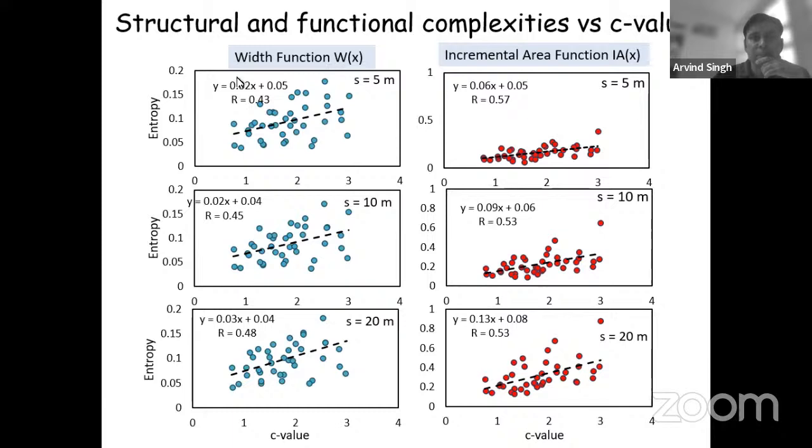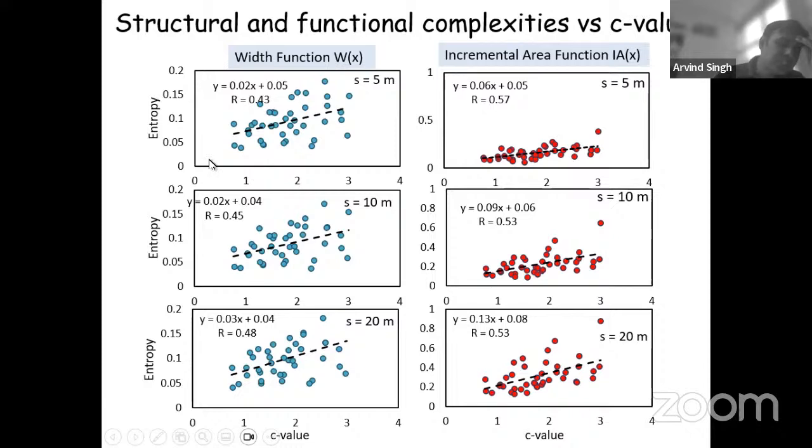And here is a plot between entropy and C value for width function and incremental area function for different scales. From this particular figure, what we can see is the entropy as a function of C value. Again, entropy characterizes the degree of complexity, whereas C value characterizes the degree of heterogeneity. So we see an increasing trend between entropy and C value for both width function and incremental area function.